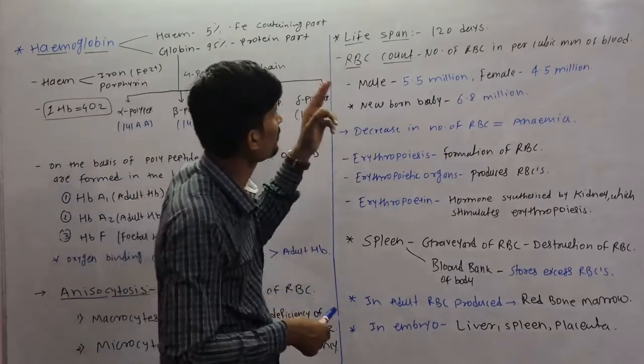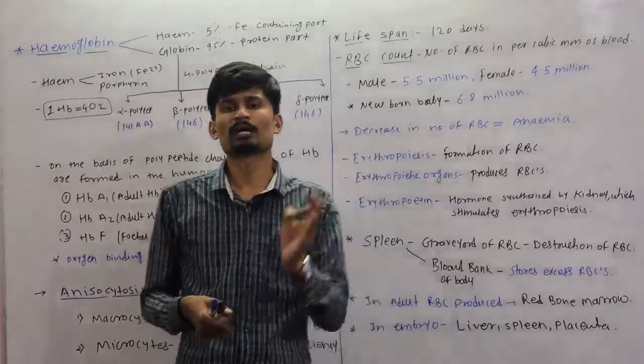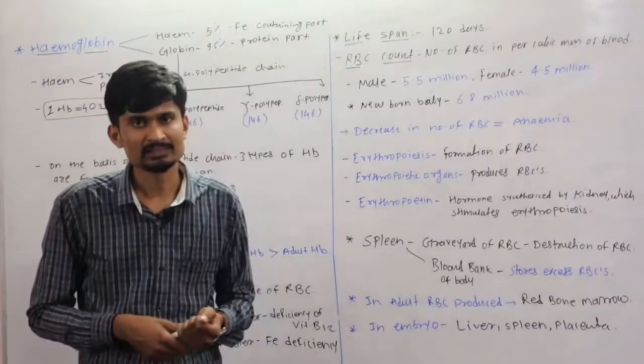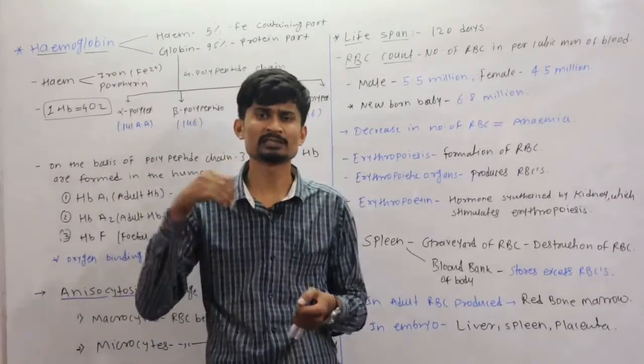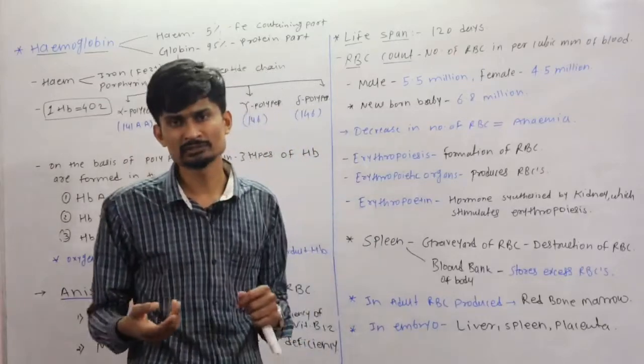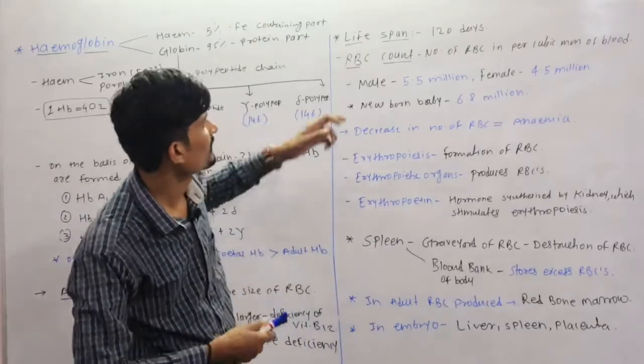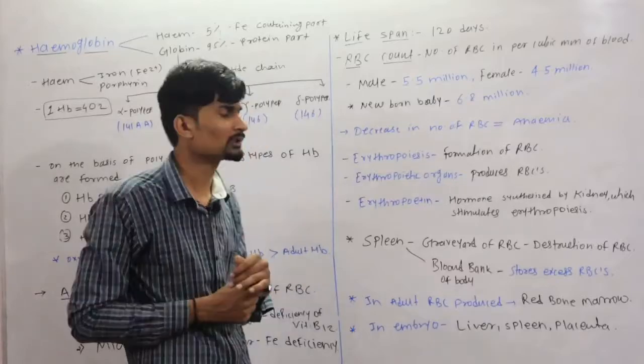Next one, lifespan of the RBC. The lifespan of RBC is 120 days. After 120 days, RBC gets destroyed. Where it gets destroyed, we will see in the next point. Then the count. Count is also important.